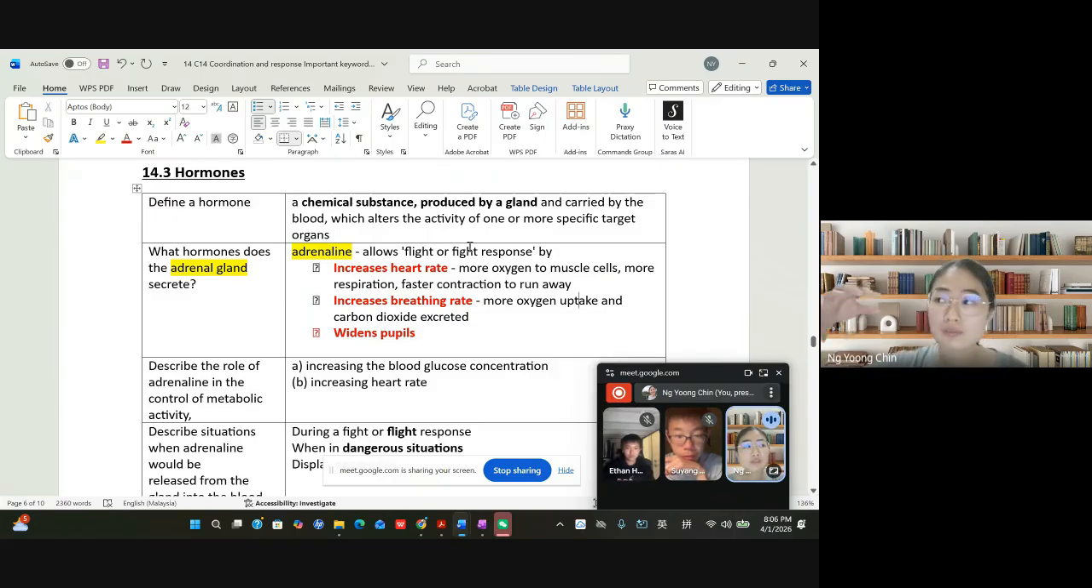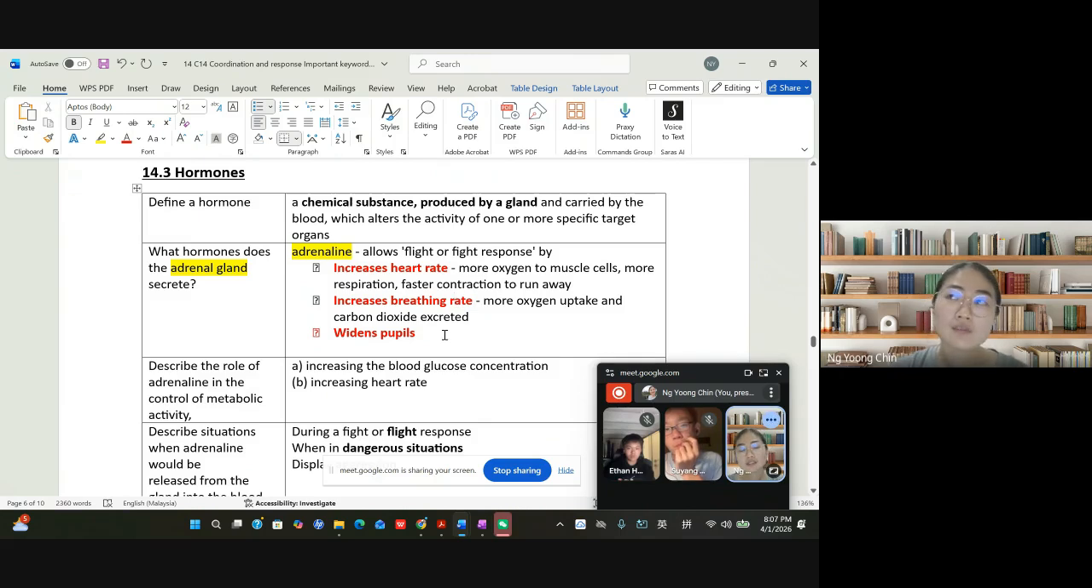So that's why you need more oxygen supply to your muscle cell. So that's why you need to increase the heart rate. You increase the heart rate, you increase the blood flow to the muscle cell. Your muscle cell is able to get more oxygen, so the muscle cell is able to perform more aerobic respiration. So you can have faster contractions. And then you need to increase your breathing rate.